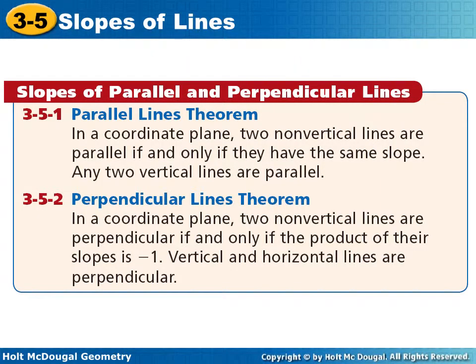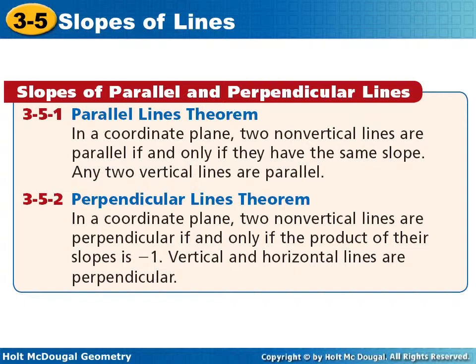Okay, we have two theorems we're going to talk about here. The first one, Parallel Lines Theorem. In a coordinate plane, two non-vertical lines are parallel if and only if they have the same slope. Any two vertical lines are parallel. We don't say that they have the same measure and slope because remember, vertical lines are undefined, and undefined means there's no real number. So we can't put a measure on vertical lines, unfortunately.